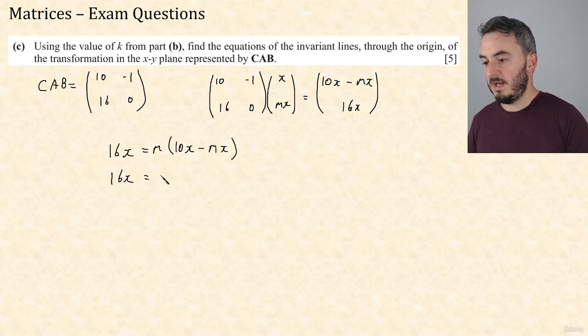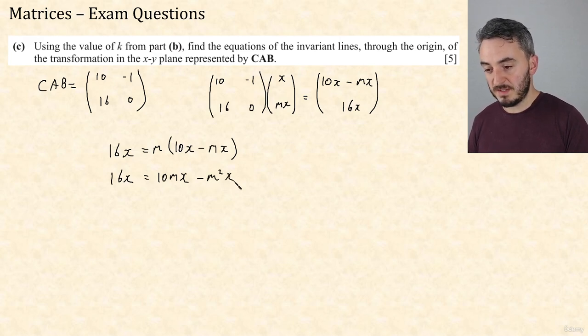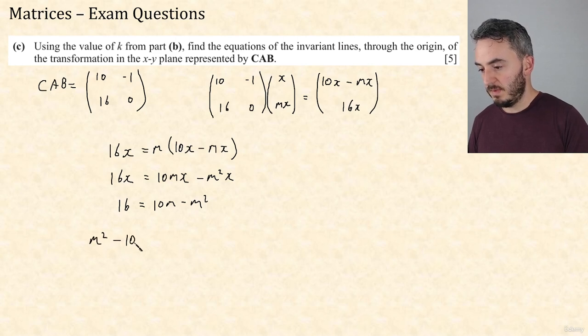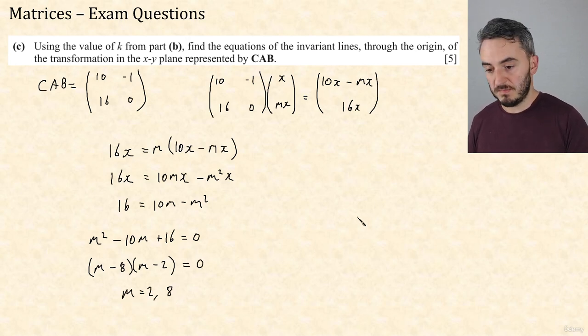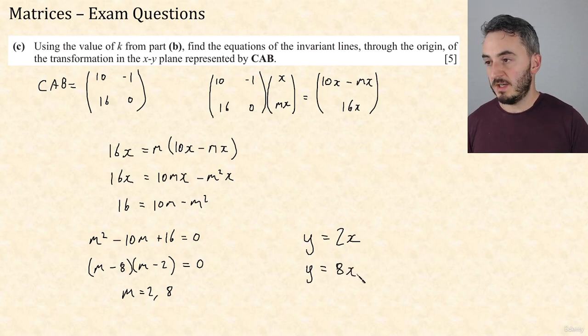So if we'd had a plus c, we would need to compare the coefficients for x's and constants, but as it is, we just compare the coefficient of x because it's got x throughout. So 16 equals 10m minus m squared, and here's our quadratic to solve. So m squared minus 10m plus 16 equals 0. This one factorizes, but solve it however you like. M minus 8 and m minus 2. And so our two solutions are m equals 2 and 8. Both of those are totally fine. And these are our two invariant lines: y equals 2x and y equals 8x. And we're done with that question and with this video.